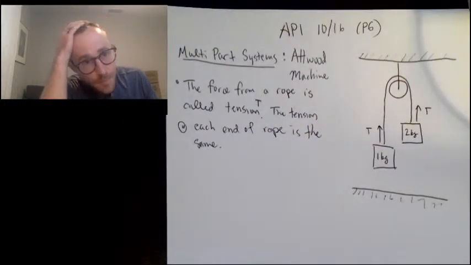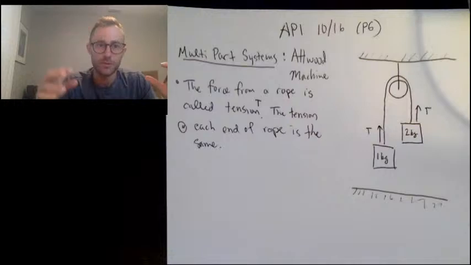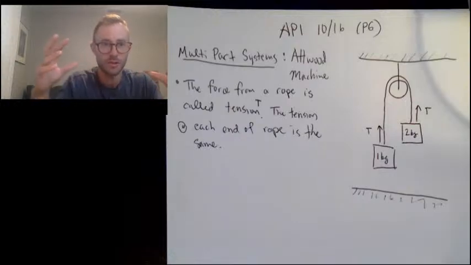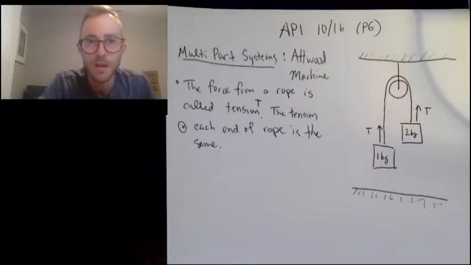If you have a problem where there are 2 ropes or 3 ropes or however many ropes there are, each rope kind of has its own tension. So the tension isn't the same between 2 different ropes, but if you have a single rope, the tension at either end is the same.